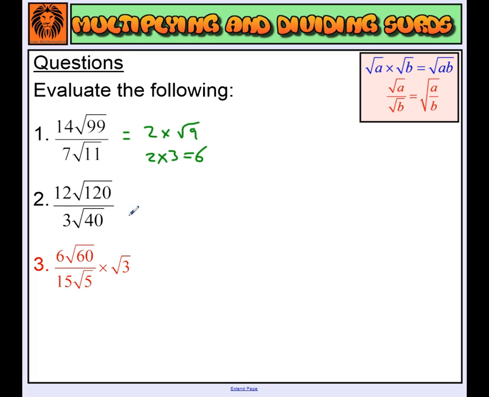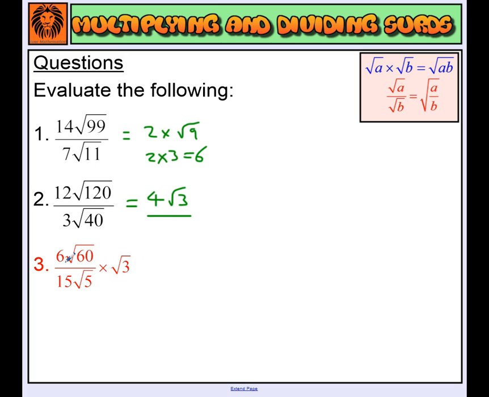Question 2. We have 12 lots of root 120 divided by 3 lots of root 40. So again, 12 divided by 3 gives us 4, and root 120 divided by root 40 will give us 3. So this is root 3. We can't simplify this any further, so this is the answer.